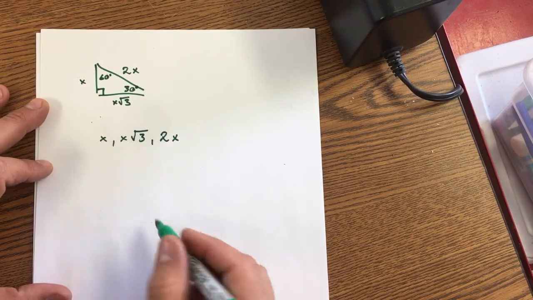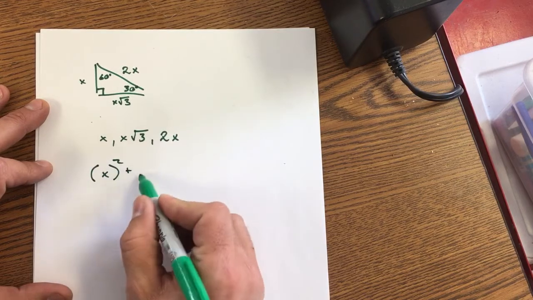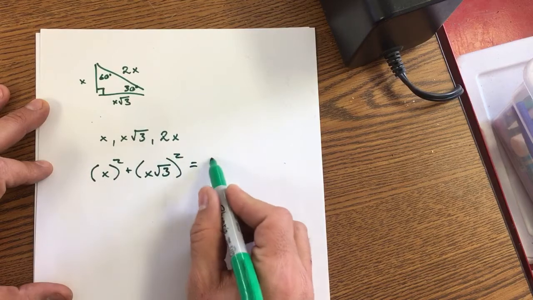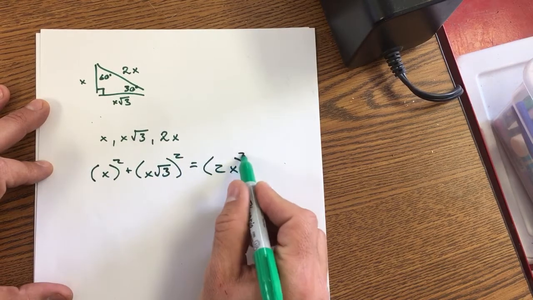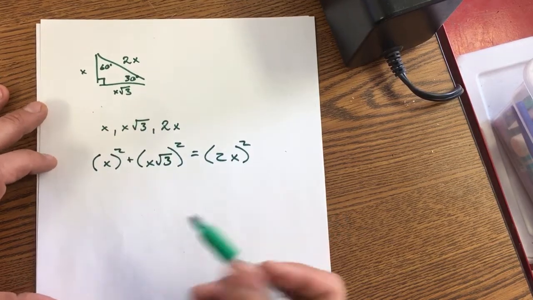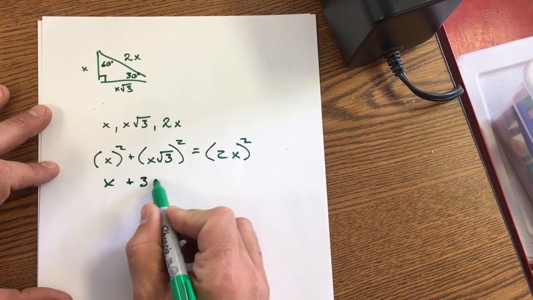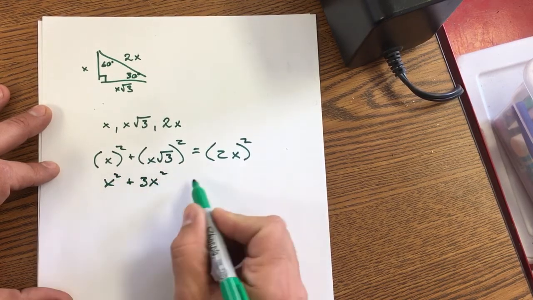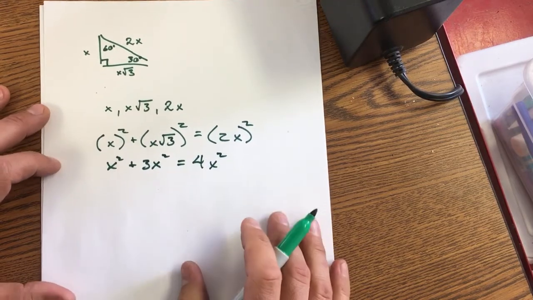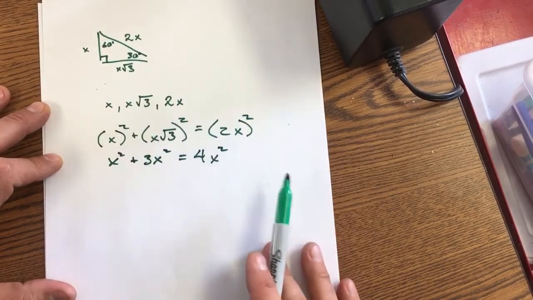And if you think about it in terms of the Pythagorean theorem, you would have x squared plus x square root of 3 squared equals 2x squared, because a squared plus b squared equals c squared. So what happens here is this becomes x squared, this becomes 3x squared, and this is going to become 4x squared. So it does work out in the Pythagorean theorem, which is actually how somebody derived this rule in the first place.